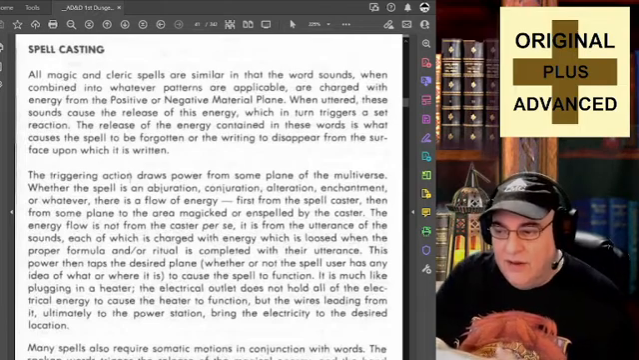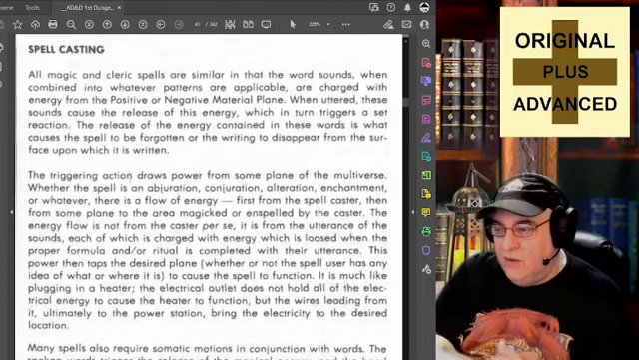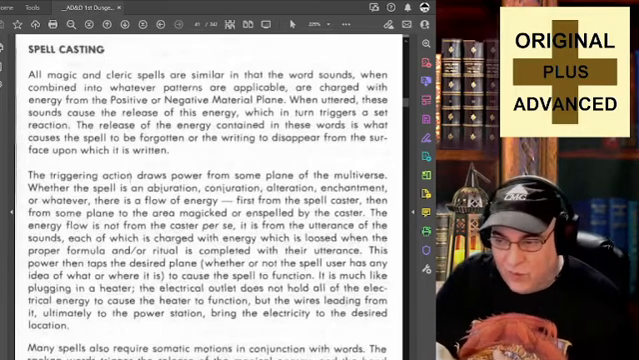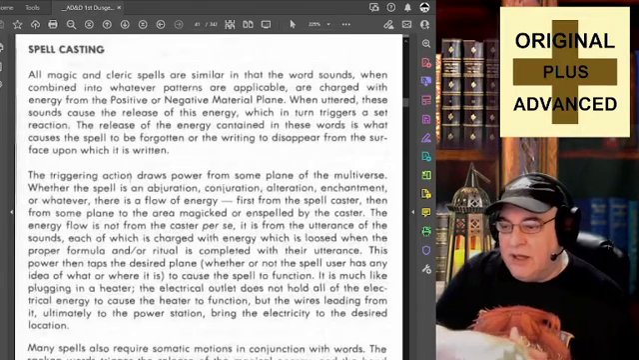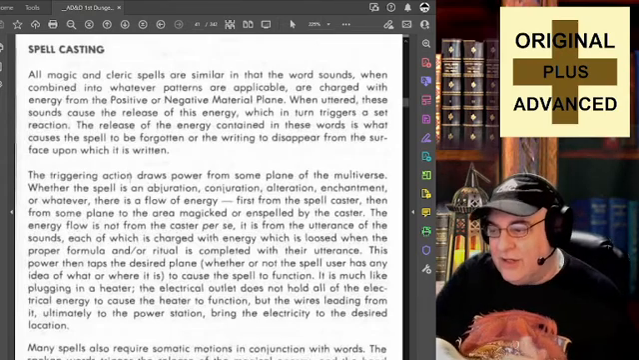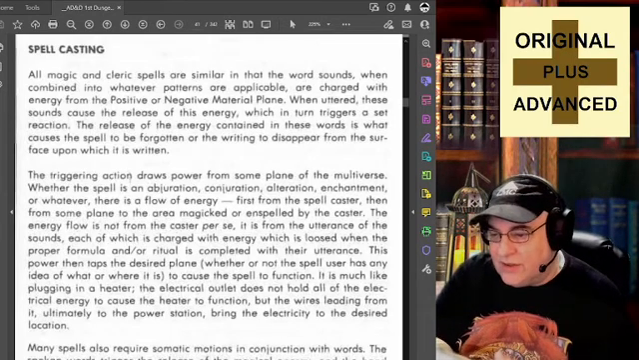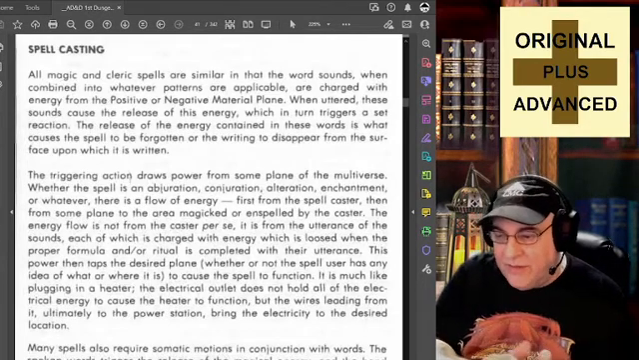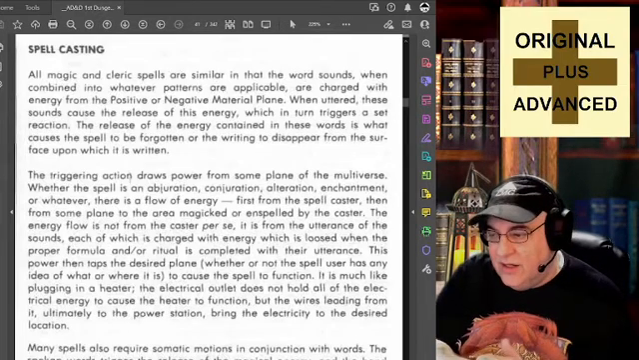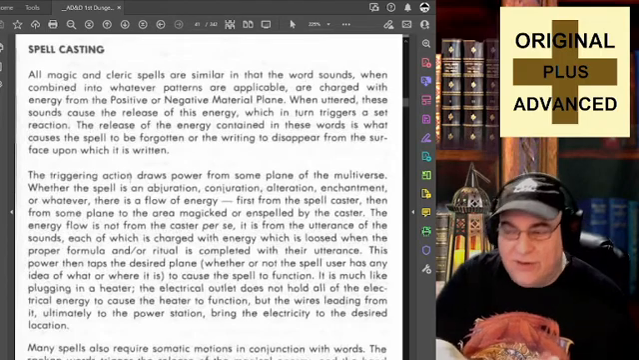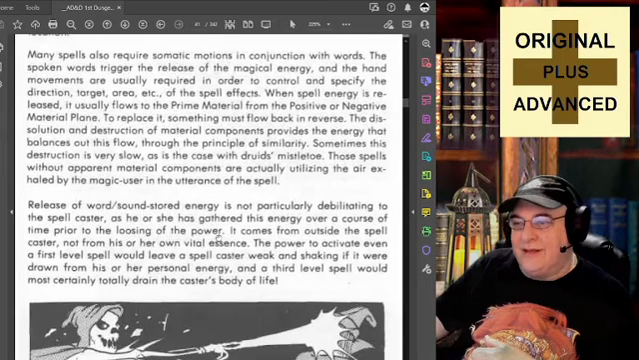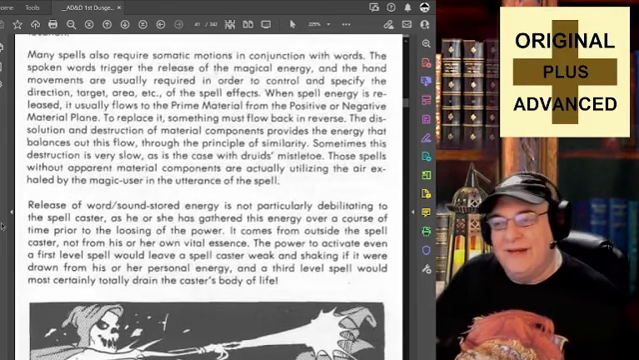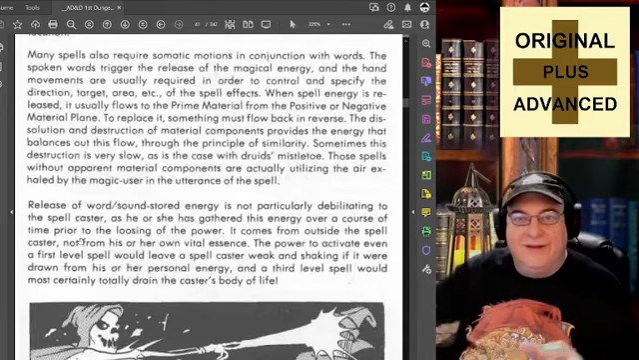This power then taps the desired plane, whether or not the spell user has any idea of what or where it is, to cause the spell to function. It is much like plugging in a heater. The electrical outlet does not hold all of the electrical energy to cause the heater to function, but the wires leading from it ultimately to the power station bring the electricity to the desired location. Well, that's a lot to unpack. We're going to read a little more, though, and then look at it in total.